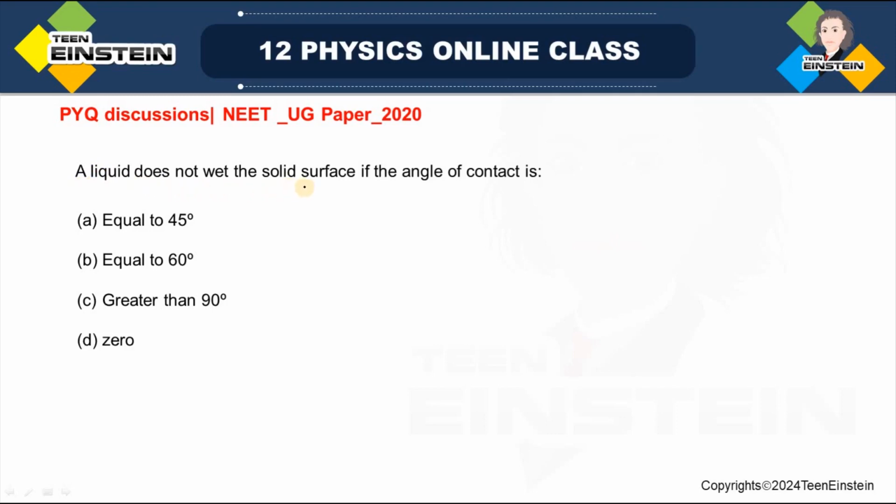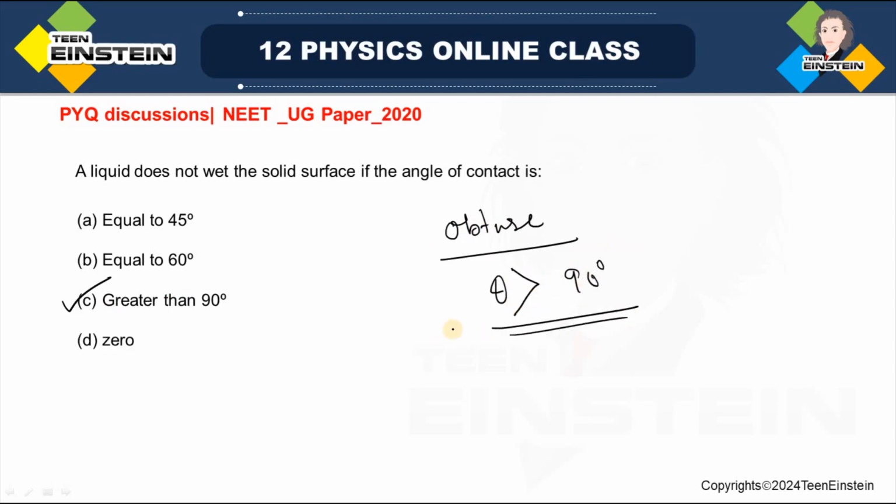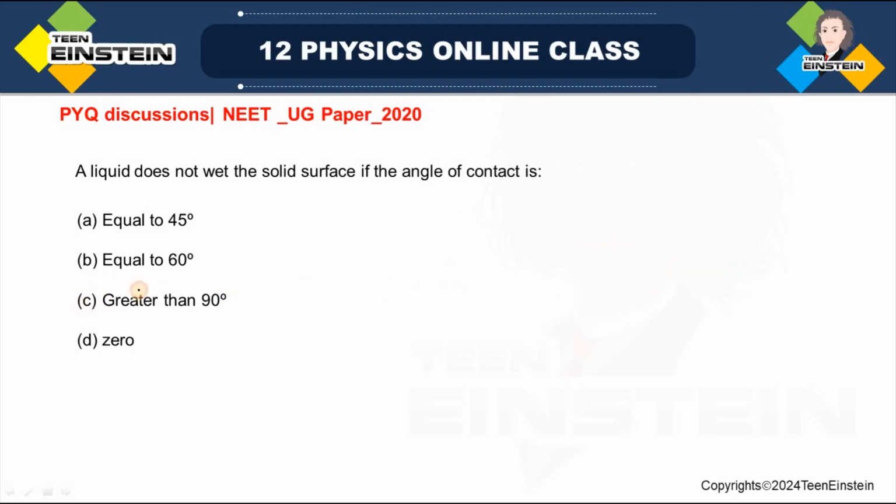The question says a liquid does not wet the solid surface if the angle of contact is greater than 90 degrees, for an obtuse angle. That means the contact angle has to be greater than 90 degrees. Let me write the range for this: theta should be greater than 90 degrees but less than 180 degrees. So this is the range. Then the liquid will not wet the solid surface.